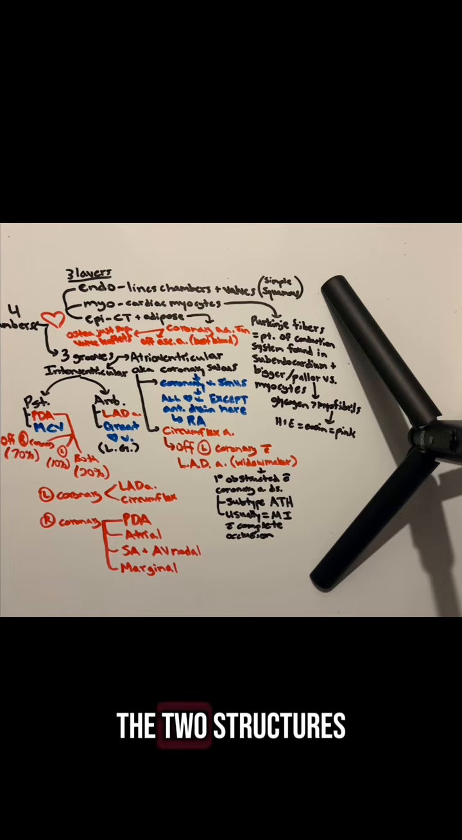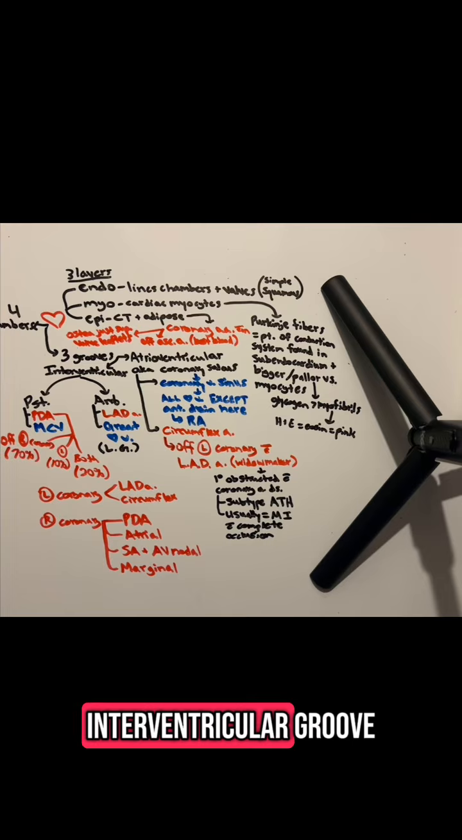The way we remember the two structures that sit here is by LG. LG typically stands for large, but we're going to use this mnemonic to help us remember that the left anterior descending artery and great cardiac vein are found in this anterior interventricular groove.